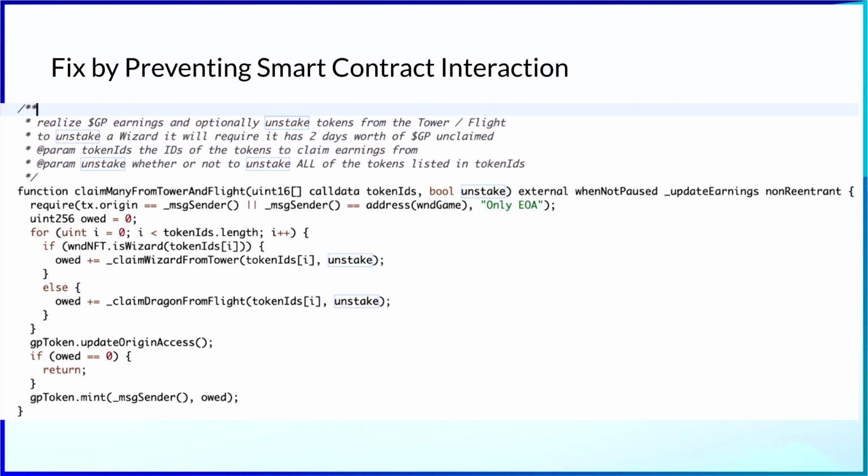So the method, this is actually an exact excerpt from Etherscan that I have taken. So the method for unstaking is called claimManyFromTowerAndFlight. It is the external method, and you can see that the developers here were also very aware that smart contracts can cause some real mess, so they wanted to prevent interaction of smart contracts with this method, and therefore they included the requirement that transaction origin is the message sender, right?